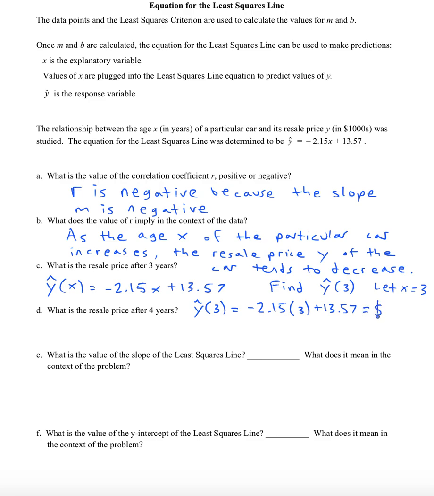But keep in mind that this is in thousands of dollars. So it's $7,120. Alright, that's a prediction using the least squares line. Let's do one more. Predict what the price would be after 4 years. So let's see if it goes up or down. This time I get $4,970. So it did go down, as expected.